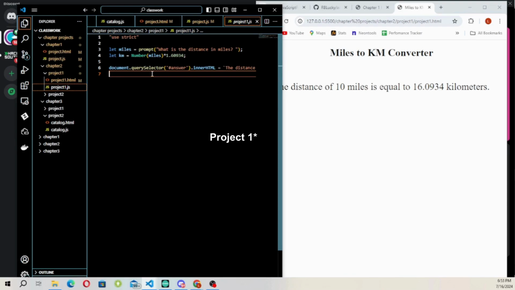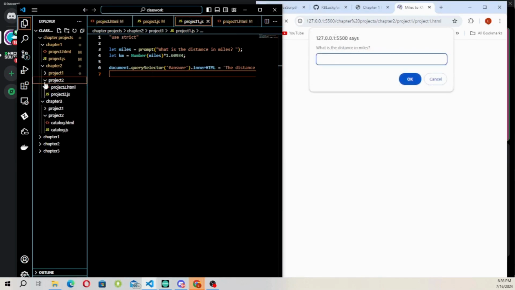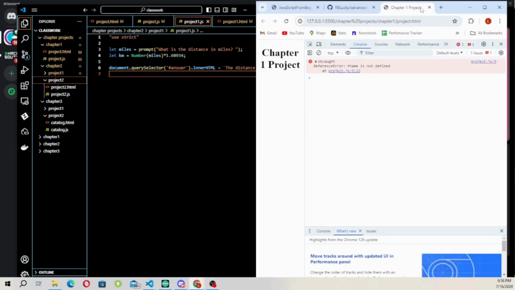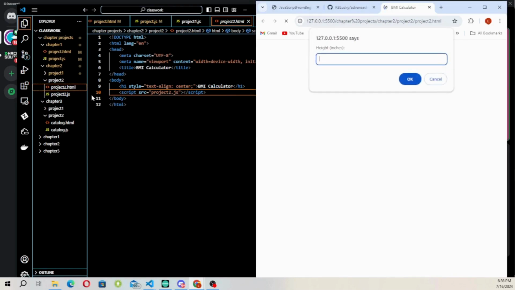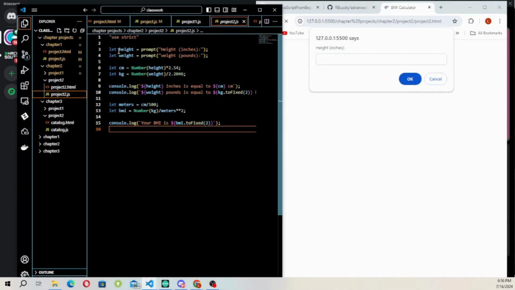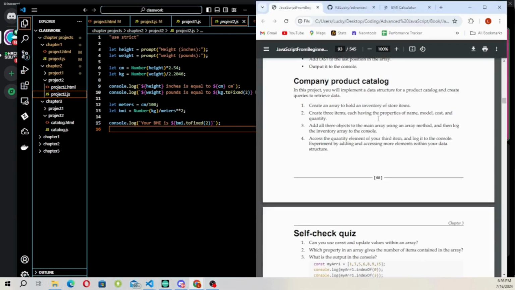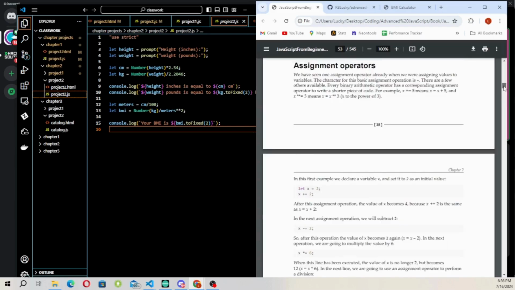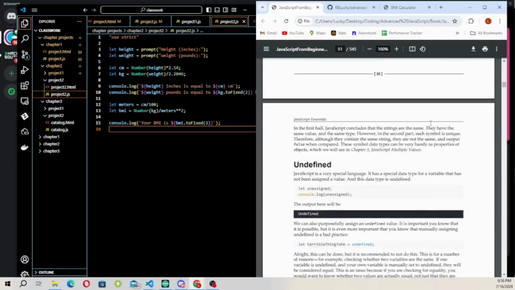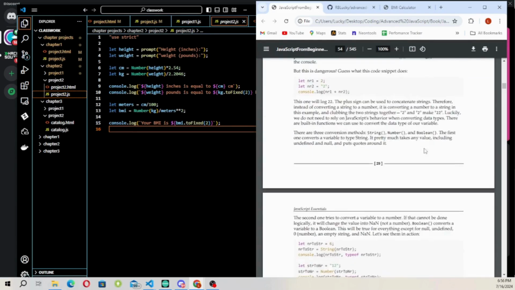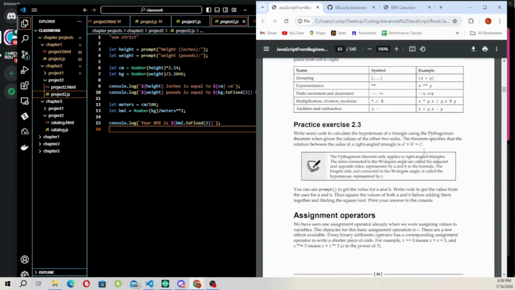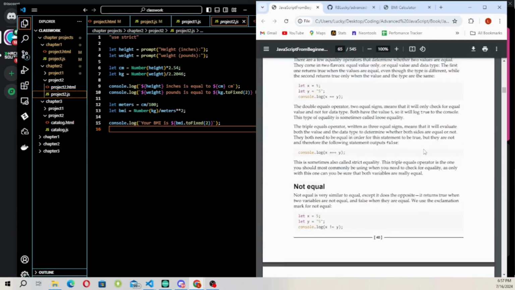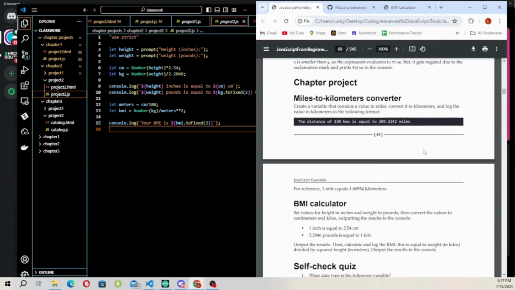So that was project 1. Okay, now we're gonna go to project 2. Project 2 was the BMI calculator. If you look at my code, what you are supposed to do, let me open it on the textbook because the instructions there were a little bit long. Just give me 2 minutes to find it in the textbook. Is this it? No. Oh, there it is.